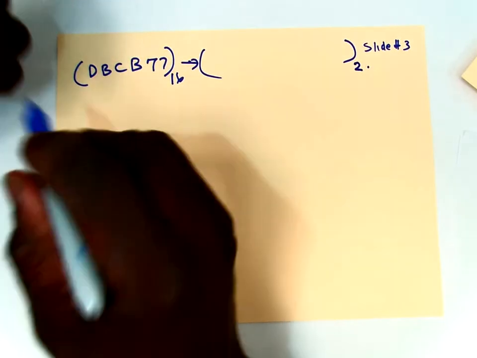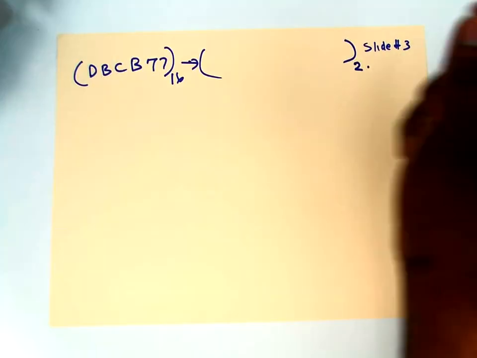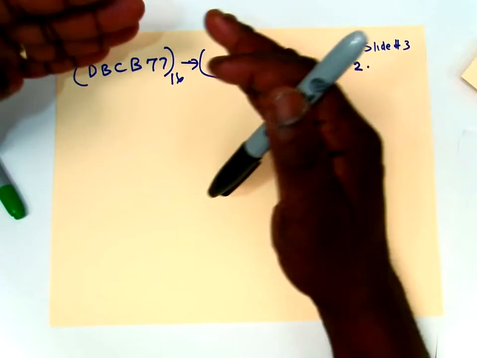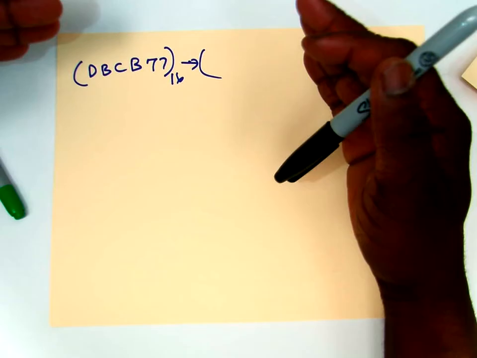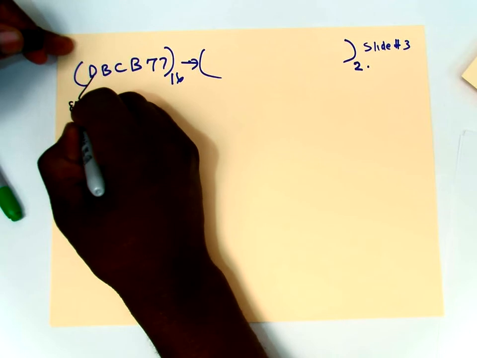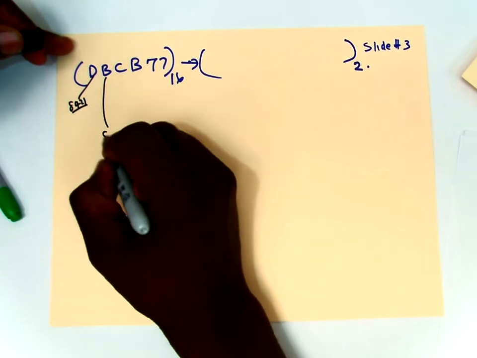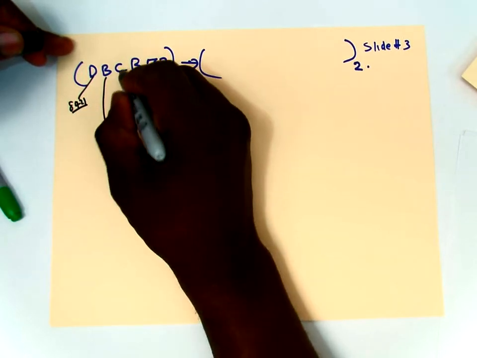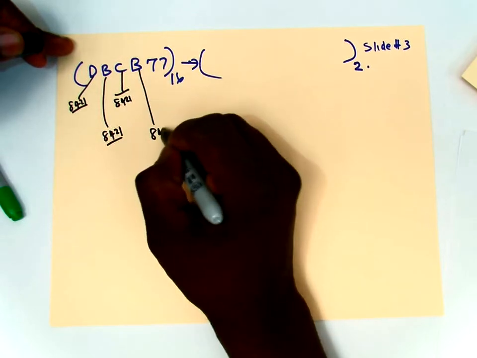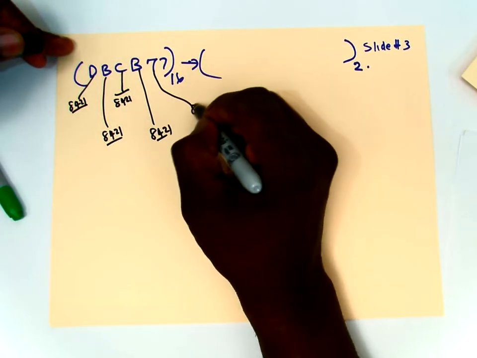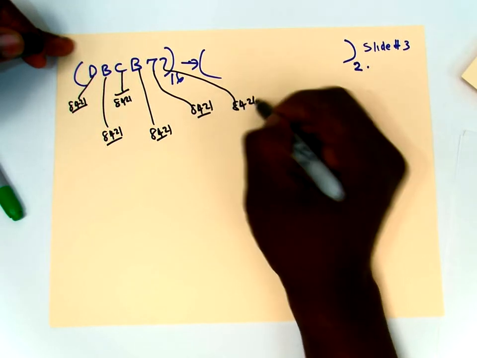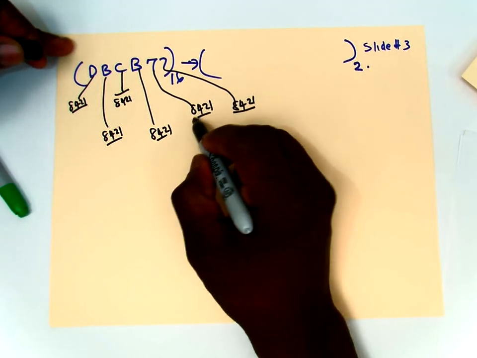Okay, so remember we use 8421 to group them, so we're going to use 8421 again to separate them. So each of these now, I'm going to be using 8421, 8421, 8421, 8421, 8421, 8421.